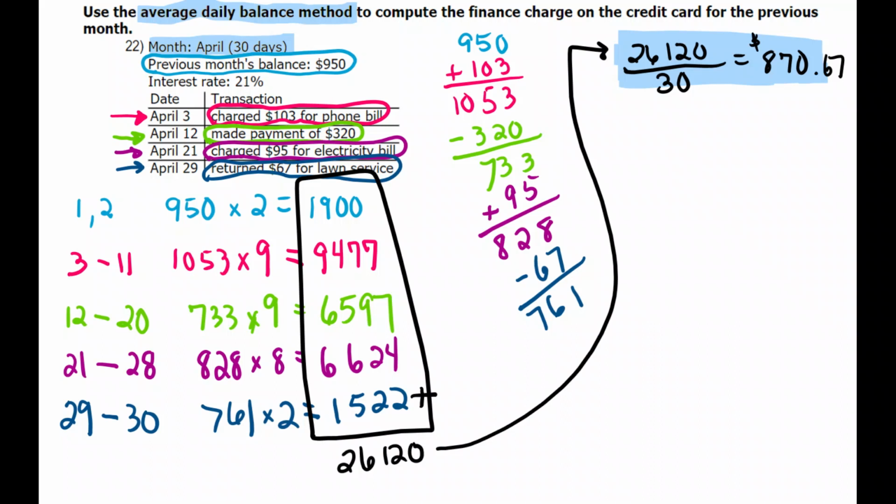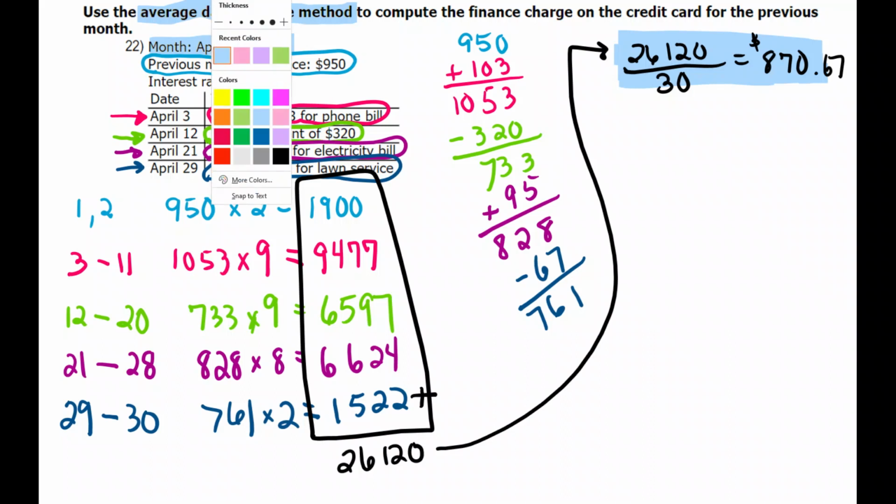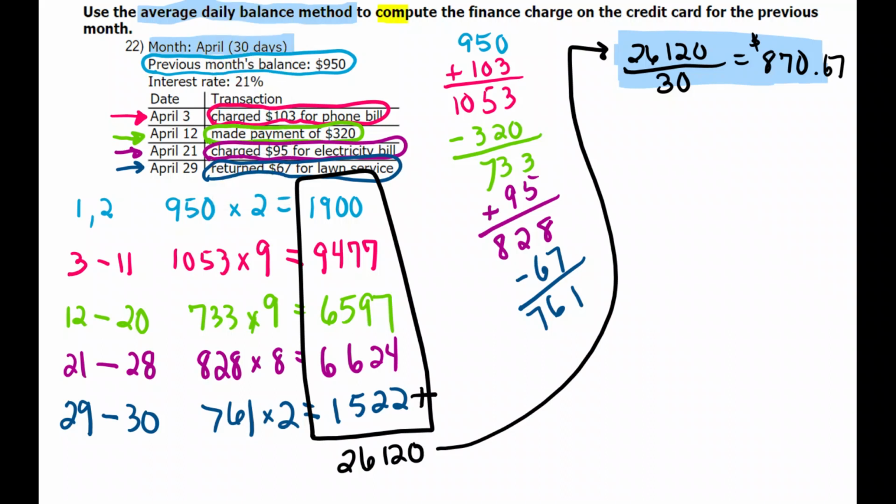Remember, on an average, you just add up all the numbers and you divide by the number of numbers. Well, there's 30 days in the month of April. And so I figured out the balance of every single day. I just used, there were 2 days when it was $950. There were 9 days when it was $1,053. There were 9 days when it was 733. I used multiplication and then added those totals to get my average daily balance.